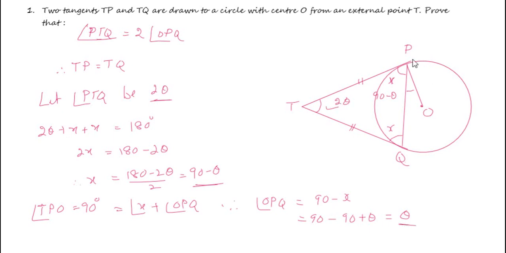Now angle PTQ equal to 2 theta. Angle OPQ equal to theta. Therefore, angle PTQ equal to 2 times angle OPQ.